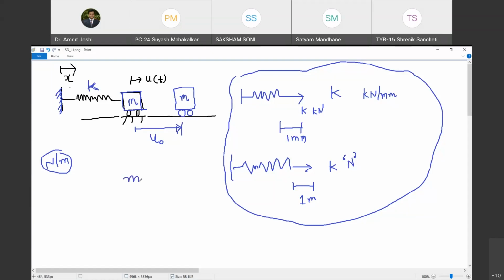So M can be expressed in terms of kg, it can be expressed in grams, it can be expressed in megagrams, and so on and so forth. Whatever it is, M is M, and it should have the unit of mass. Happy? Yes, sir.